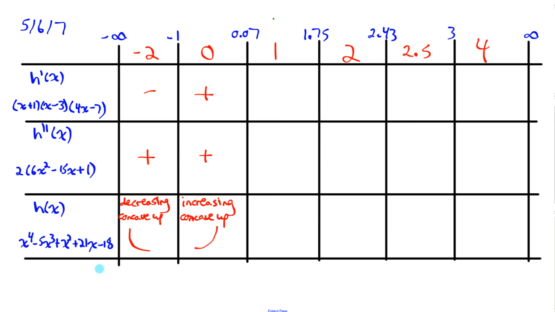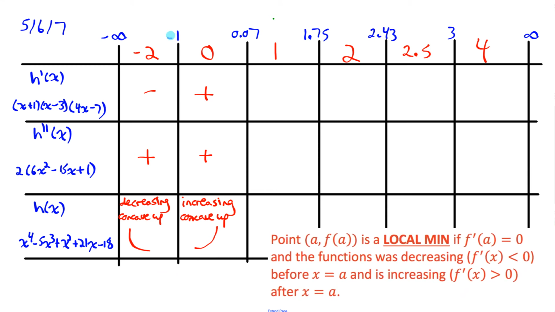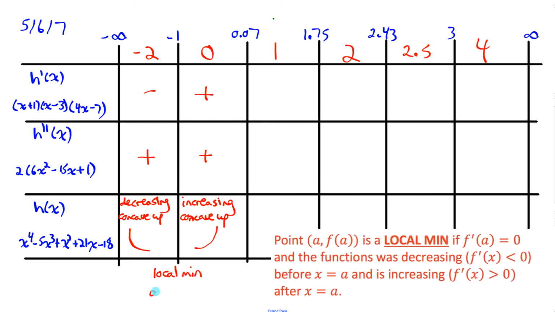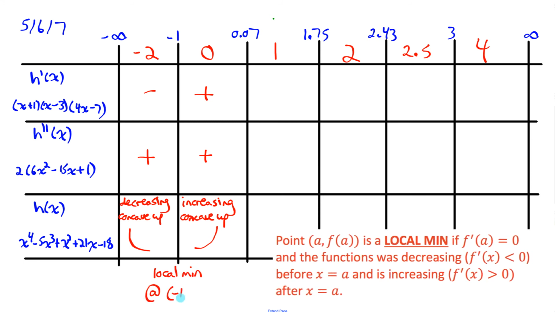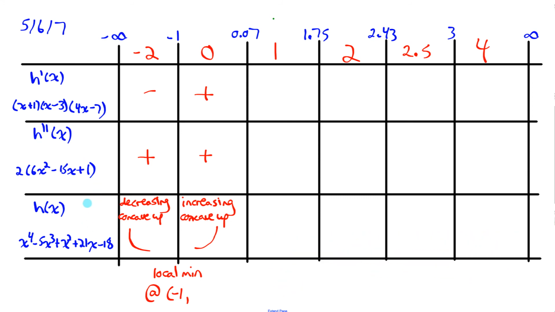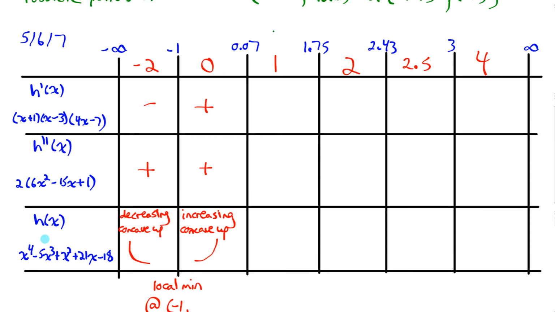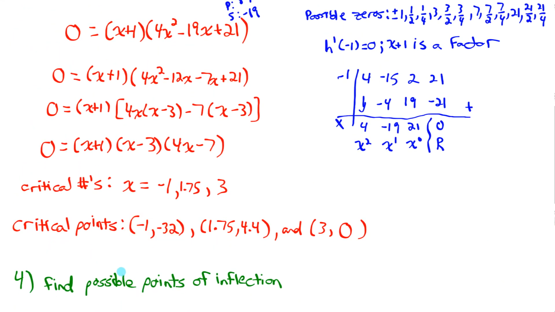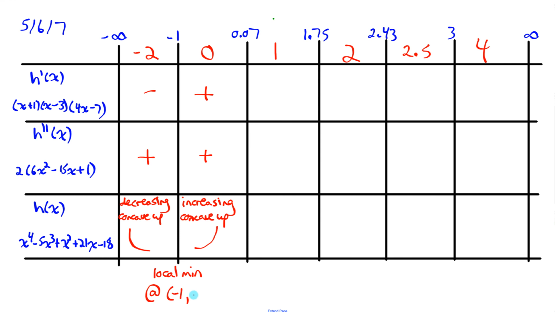So notice the function didn't change concavity, but it did change from decreasing to increasing. So that means we have a local min at this x value here. So there's a local min at an x value of negative 1. And what was the y coordinate that went with negative 1? We could plug that into the original function, which we've already done earlier. The y value is negative 32. So there's a local min at negative 1, negative 32.